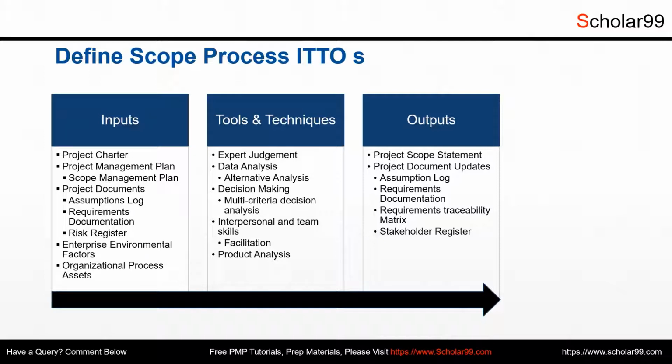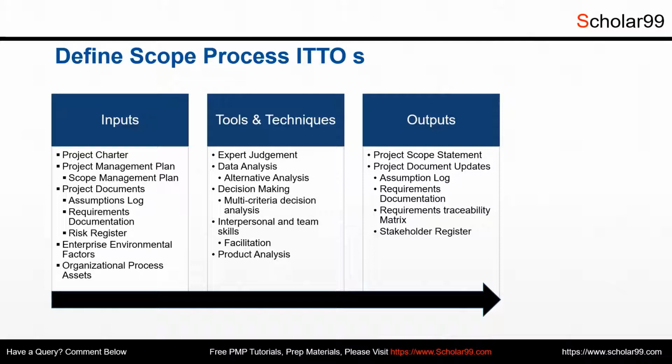Expert judgment is taking SME help to define the scope of your project. The subject matter expert may have expertise in defining the scope for similar projects in the past. Alternative analysis is analyzing the alternative solutions available to meet some or more of your project scope items or requirements.